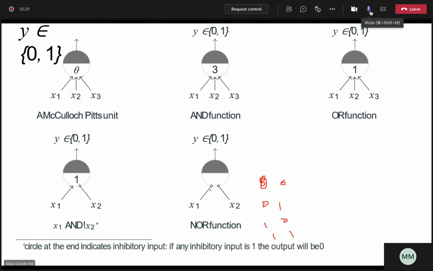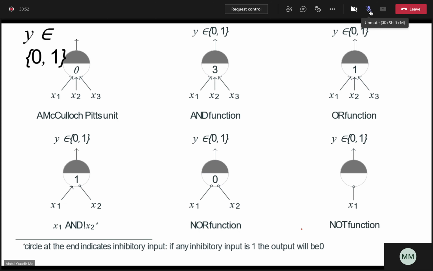What can be the maximum value of this threshold? Sir, if you put 0, 0, then it will be inverted. No, see here, we are talking about if I put 1 over here. 1 means an inhibitory value, so the output will be 0. So the maximum value of the threshold will be 0 only. For the NOT function, we definitely know that the maximum value is 0 only.